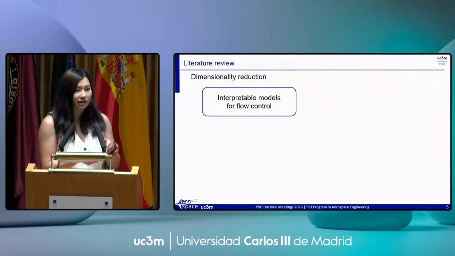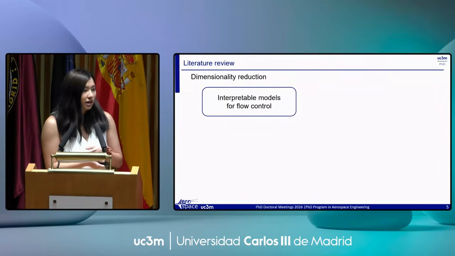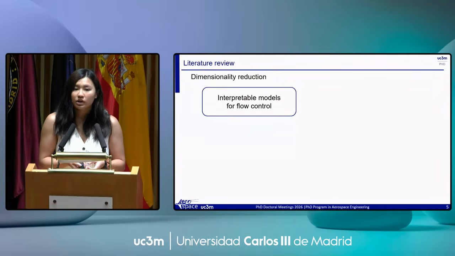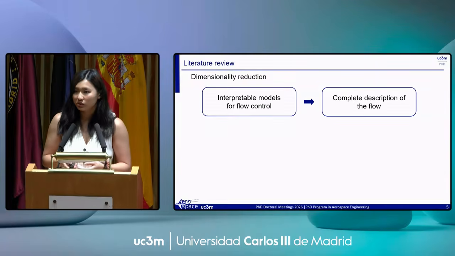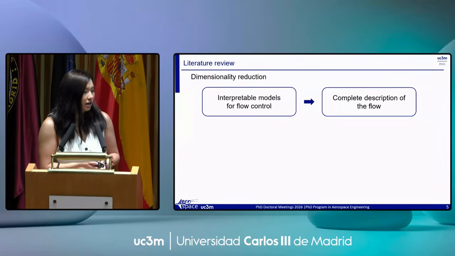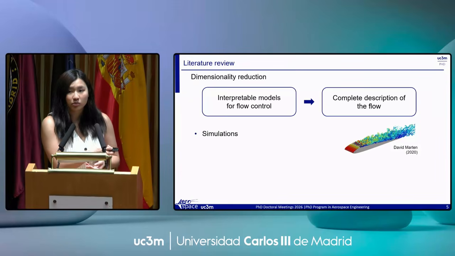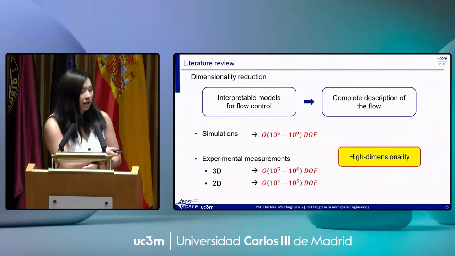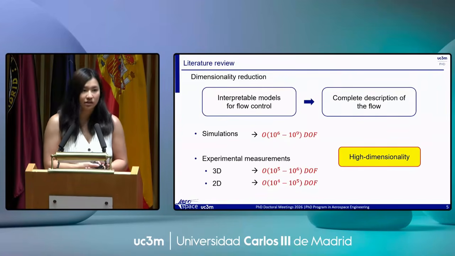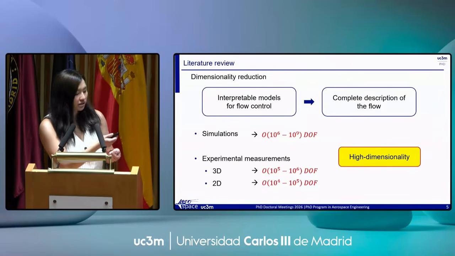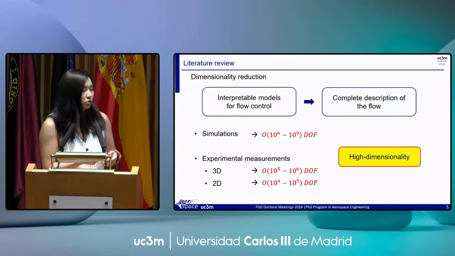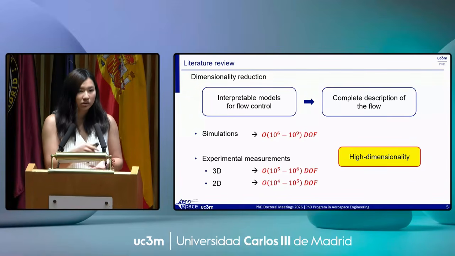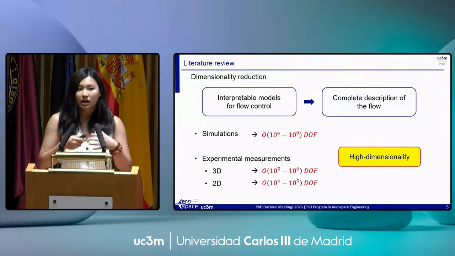Regarding the high dimensionality issue I was mentioning at the beginning, one of the main objectives we have is to achieve a dimensionality reduction. This is because if we want to control the flow, we need interpretable models, and to do so, usually we want a complete description of the flow dynamics. We can obtain this either by simulations or experimental measurements, but in most of these cases, we have the problem of high dimensionality. Just to throw some numbers, in the best of the cases, in 2D planar measurements, we are of the order of tens of thousands of degrees of freedom, which is still a large number.